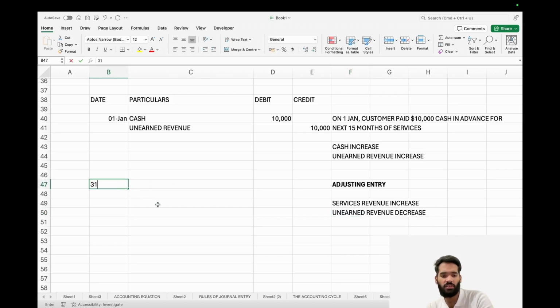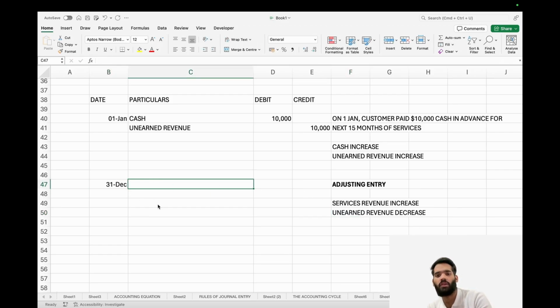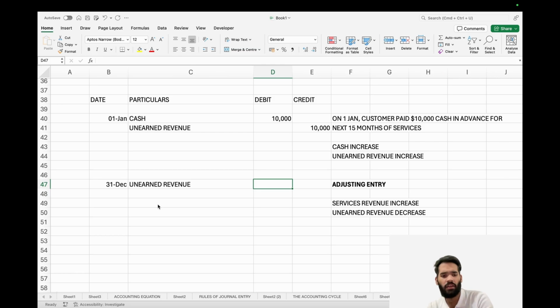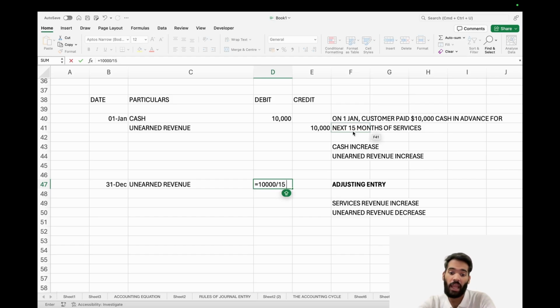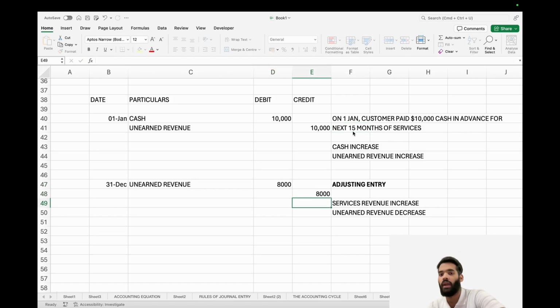So let's make the adjusting entry here. The adjusting entry would be, in this case, unearned revenue debit, because the liability decreases on debit. And by how much? Again, let's do the same thing. 10,000 is for the full 15 months. So 10,000 divided by 15 times 12, because we would have only done 12 months' worth of work by the end of the year. There you go. And that's the adjusting entry for unearned revenue.